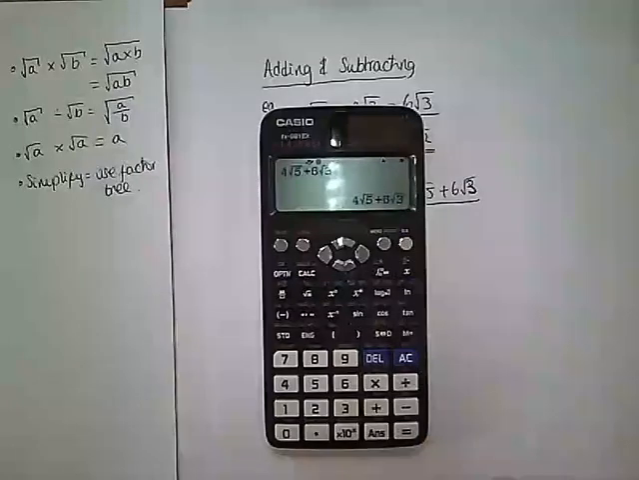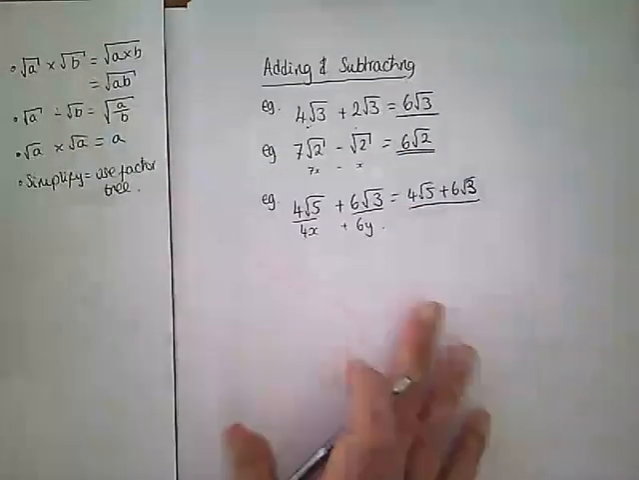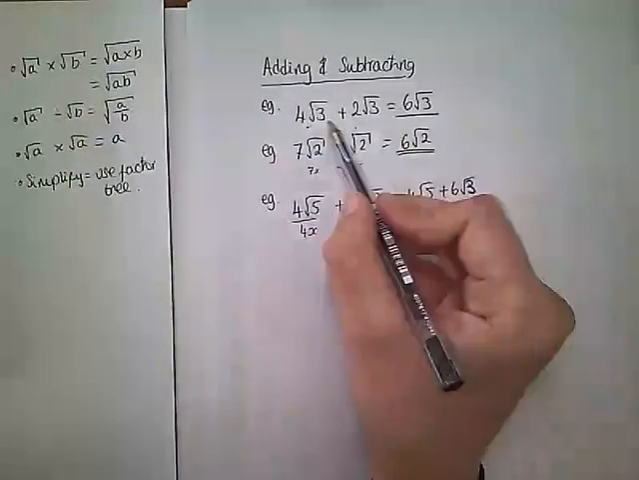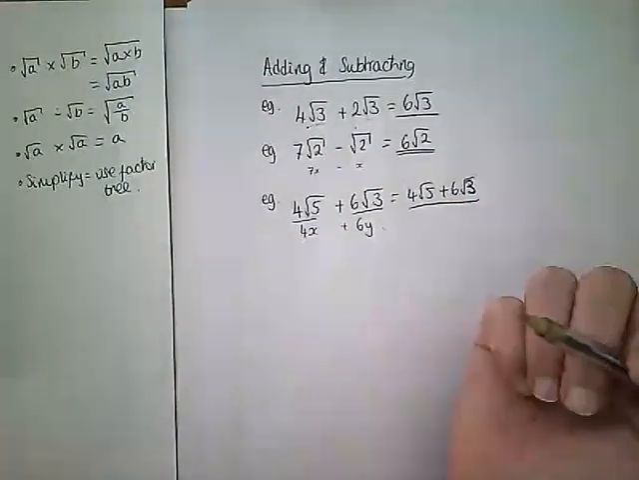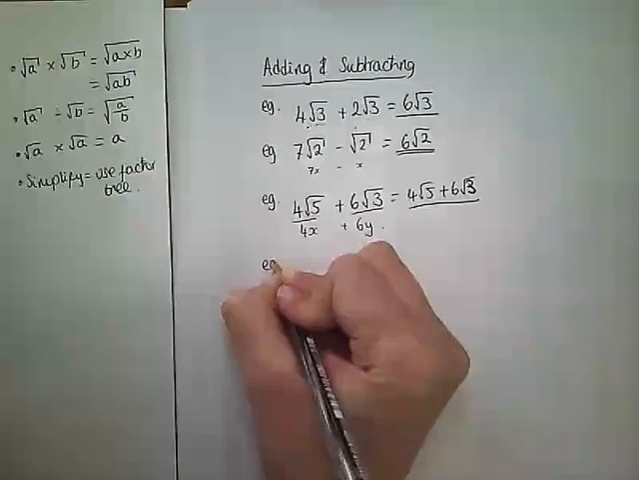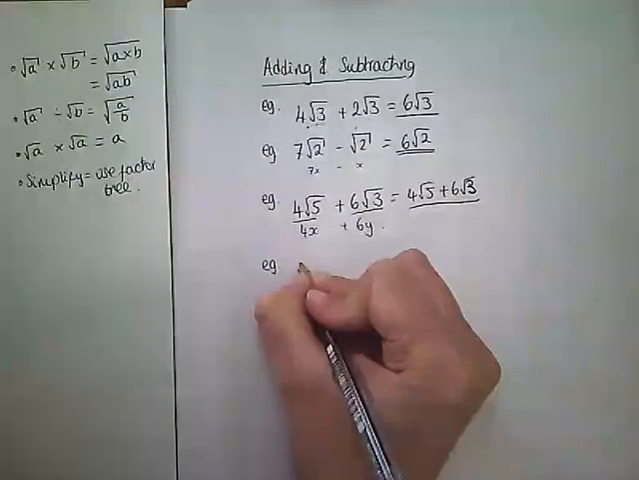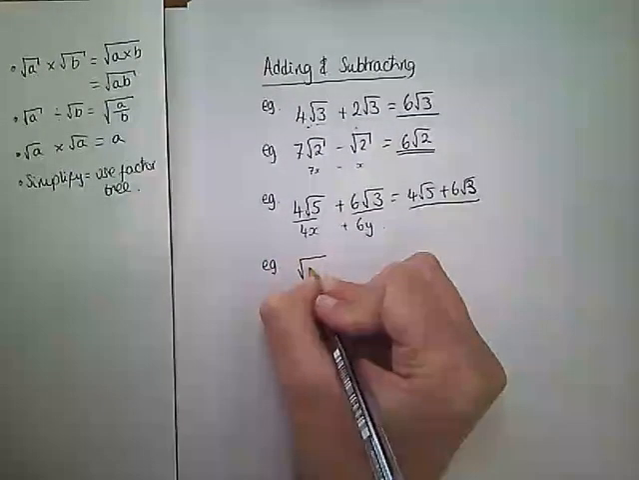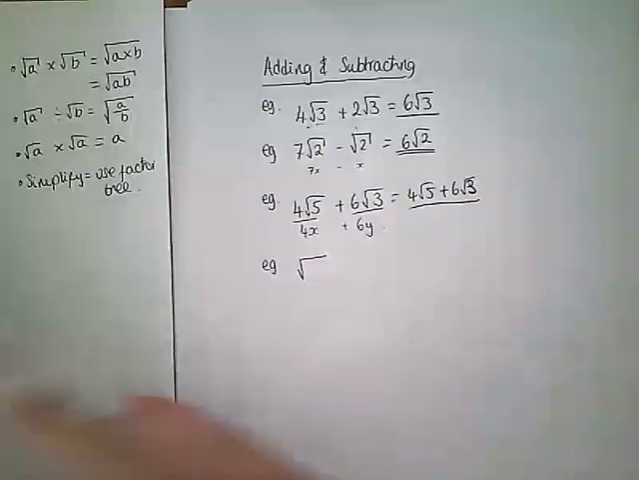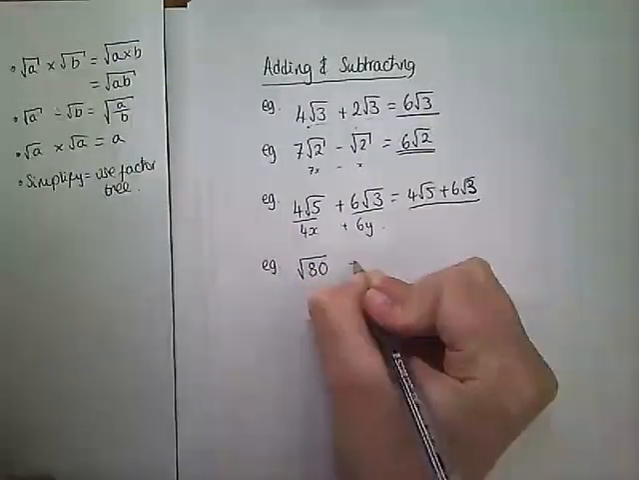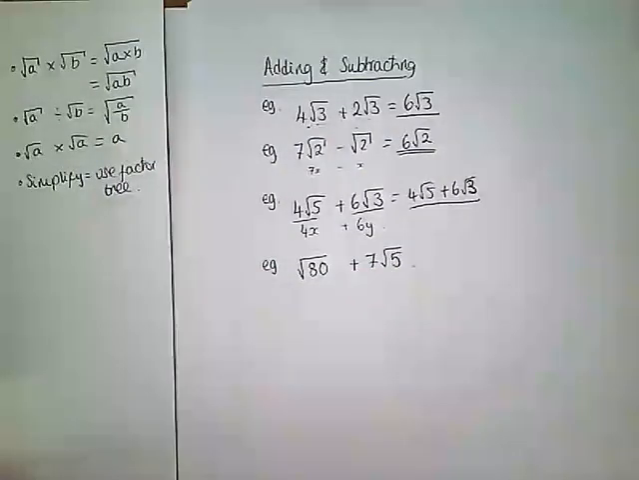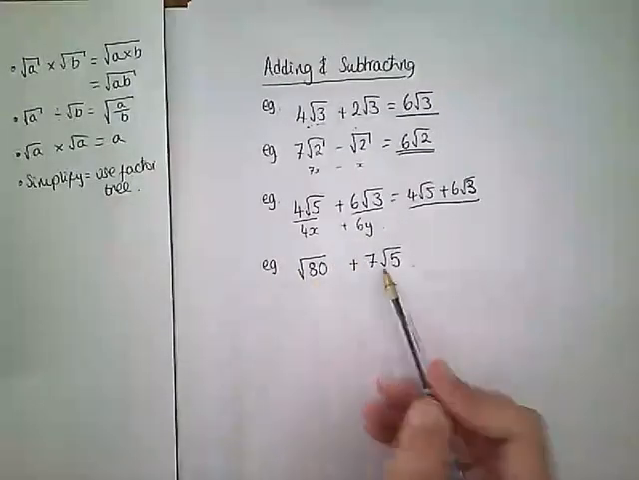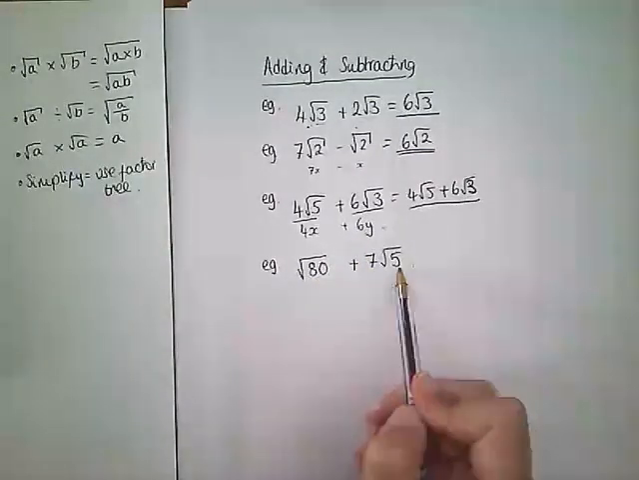So in order to add or subtract the surds, what we've just worked out, the number underneath the surd has to be the same. What happens then if that's not true and it does want us to simplify it? So what happens if we had something like root 80 plus 7 root 5? It would appear that we cannot add these two surds because this number and this number are different.